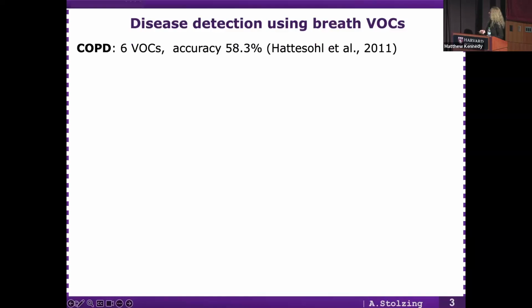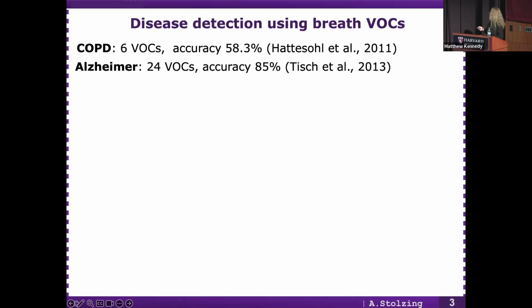Here's an example where they used volatiles to detect COPD, but you can see that the accuracy of the testing is pretty low. But this was a very early test that was developed in 2011. Further, they have tried it in Alzheimer's. Here, they used a couple more VOCs, and the accuracy improved. So 85% is not that bad.